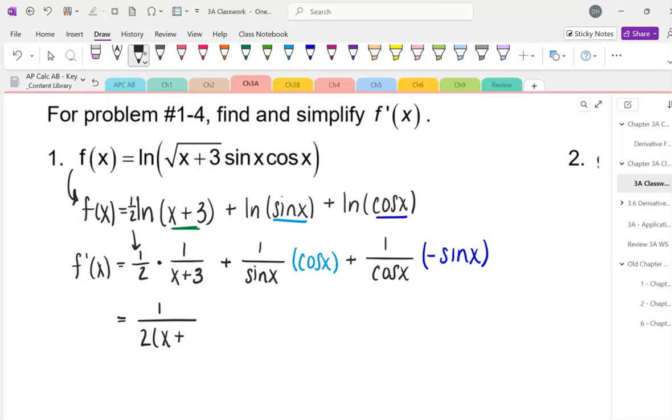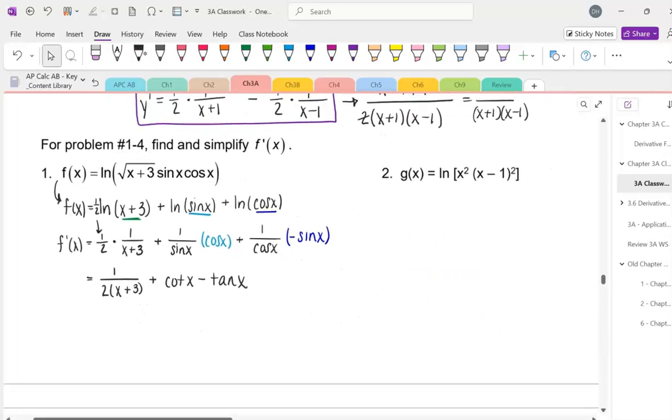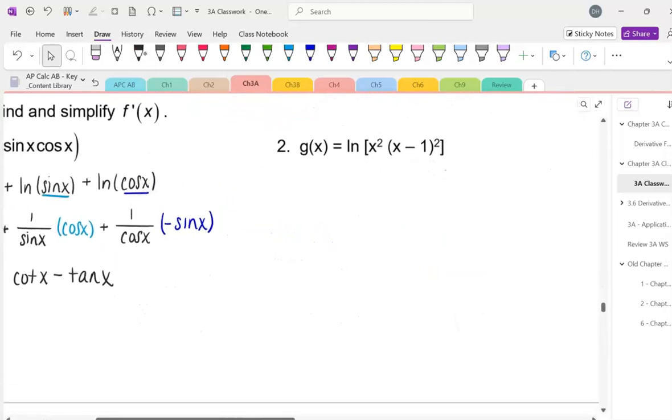We've got 1 over 2 times x plus 3 in the denominator, plus cosine over sine, that is cotangent x. And then we've got minus sine over cosine, which is tangent x. Much easier than doing 1 over the rewrite. And then we've got 3 different things that we're going to have to find the derivative of.